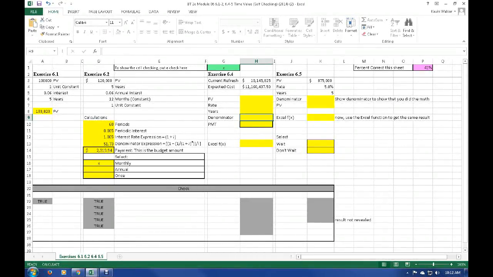The denominator, now this is where it gets a little different because you have to rearrange the ratio now because you're not starting with the present value, you start with the future value. So the denominator, you end up with a little different number.